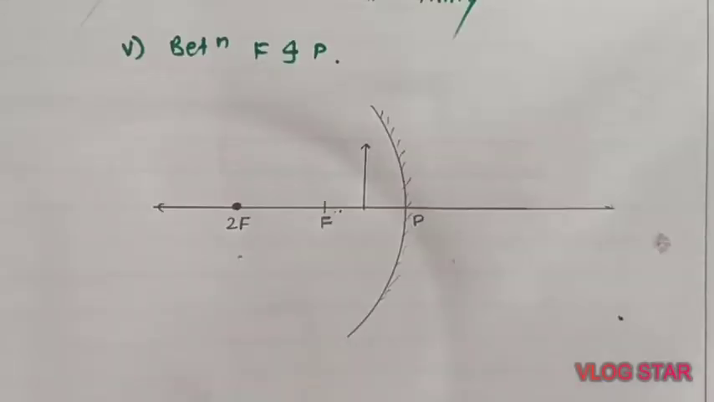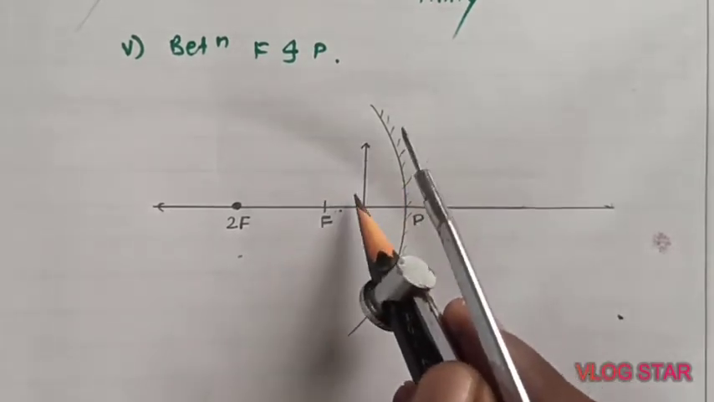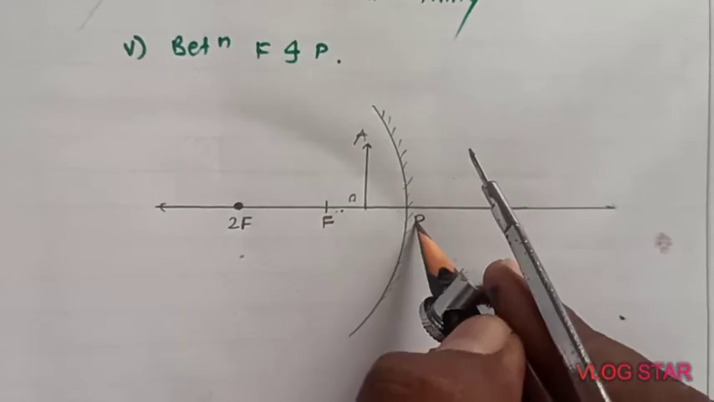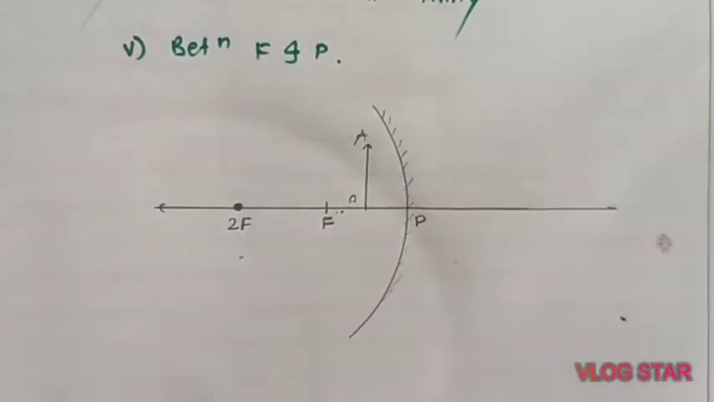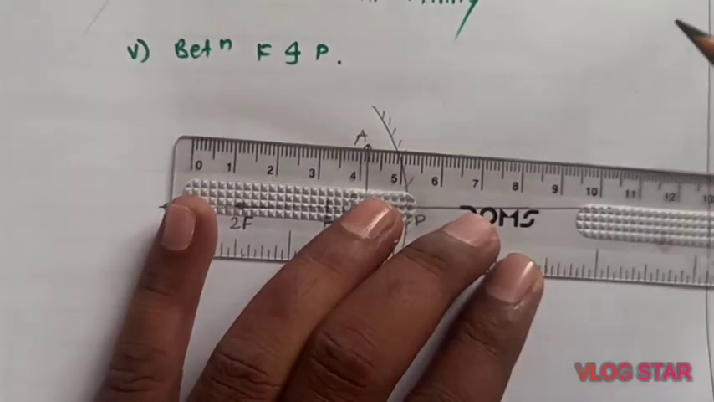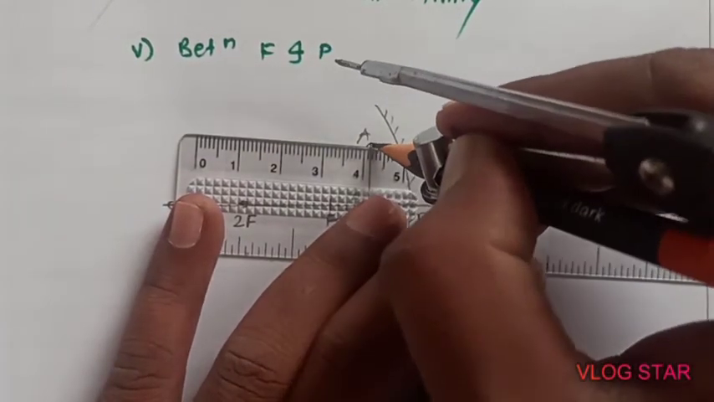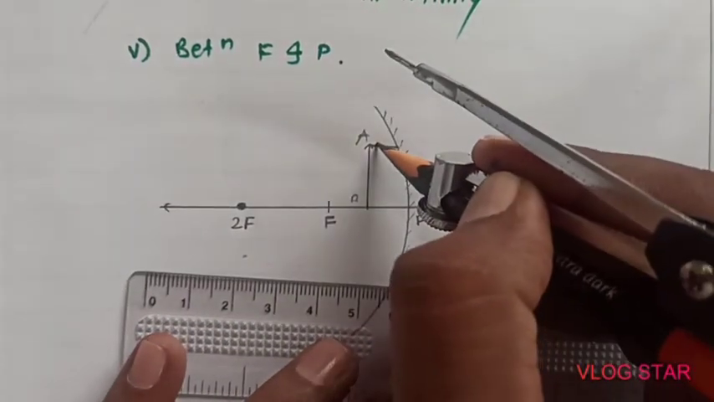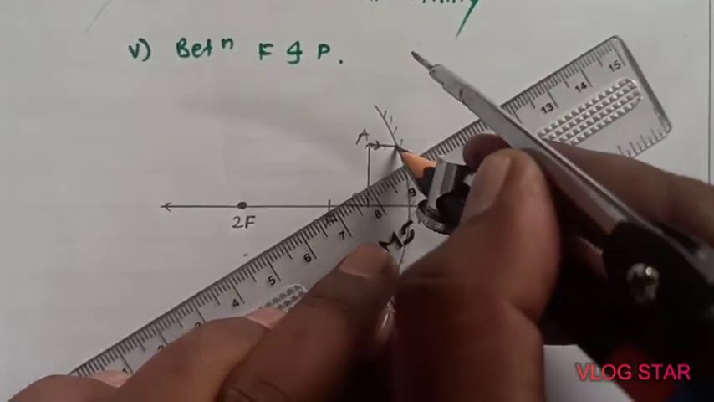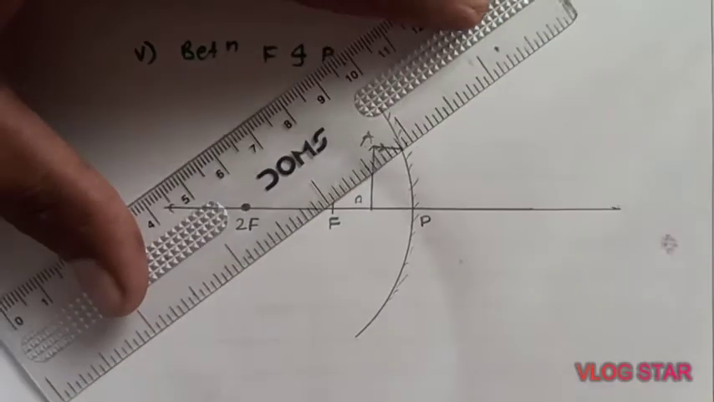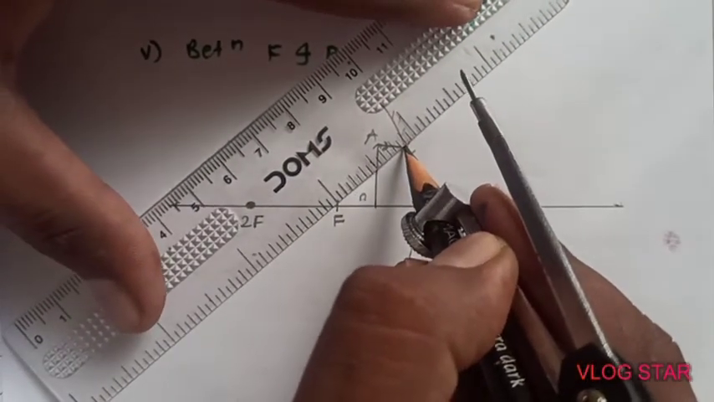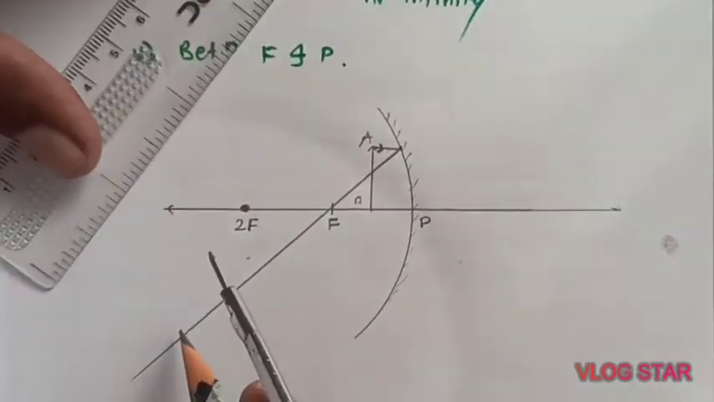Now this is the last position. Now our object AB is between the focus and the pole. So we'll follow the two rules. Let us have an incident ray parallel to the principal axis. The rule says it should pass through the focus. So from this point it is passing through, from this point it will pass in this direction.